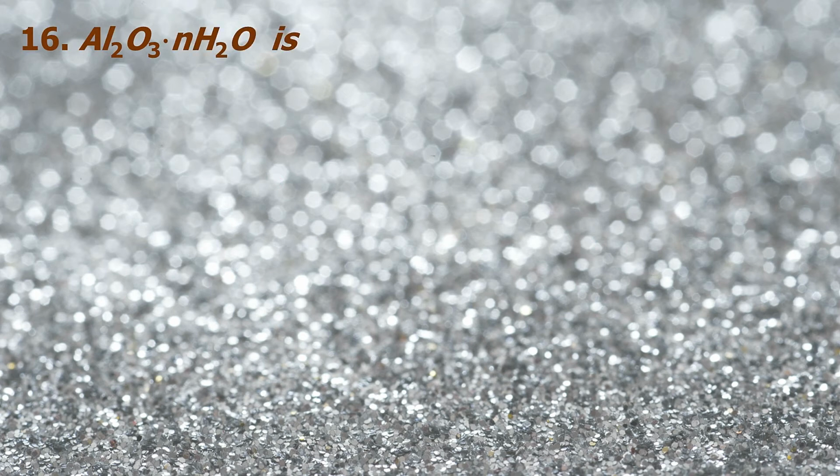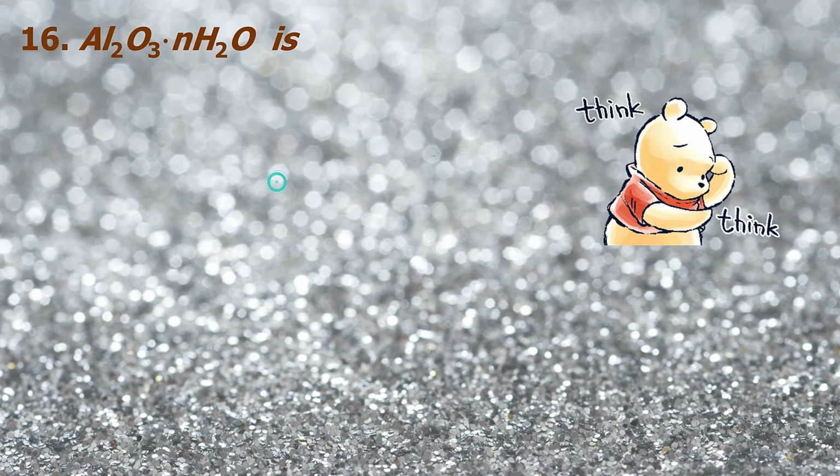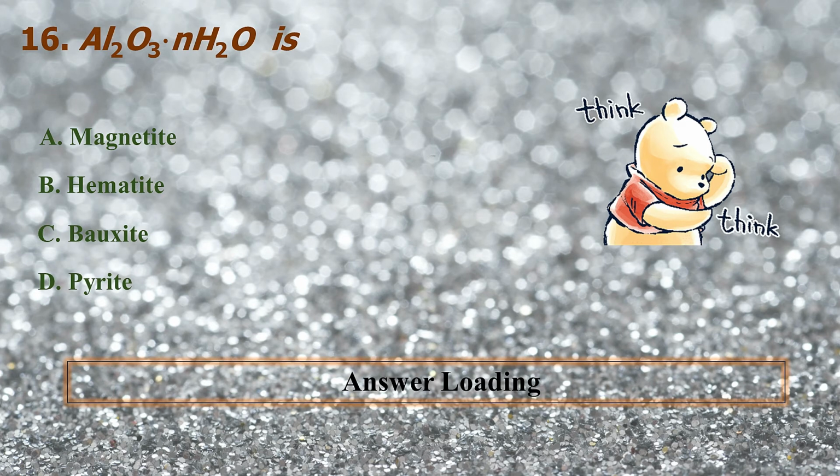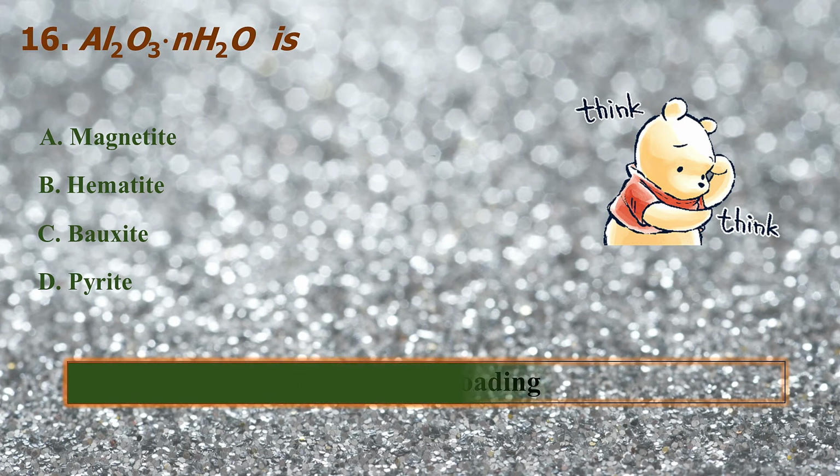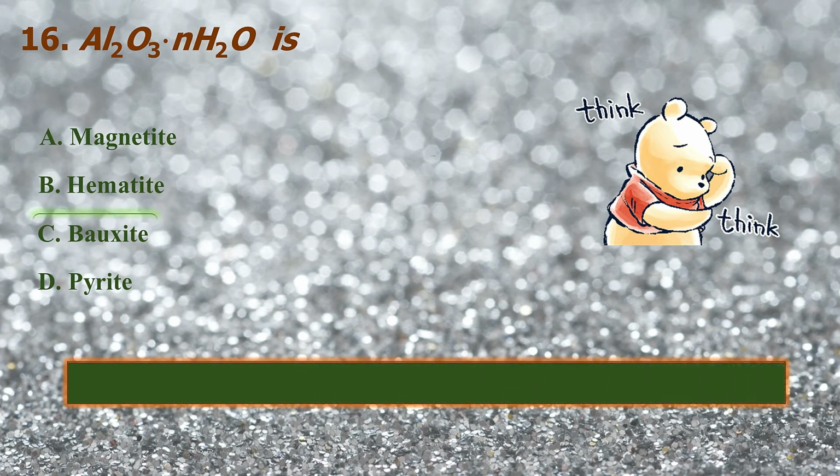Next question is, Al2O3 2H2O is? You have to name this compound. Option A, magnetite. Option B, hematite. Option C, bauxite. Option D, pyrite. This is the ore of aluminium. You have to name this ore. So your time starts now. Correct answer is C, bauxite, an aluminium ore.